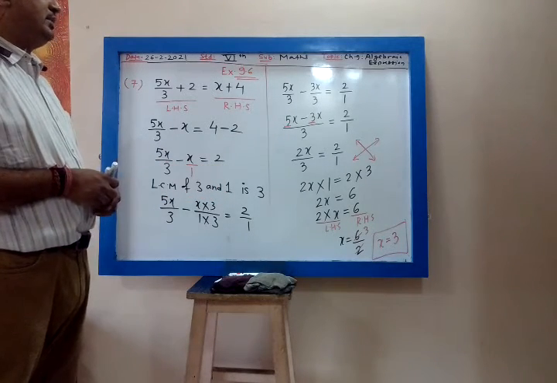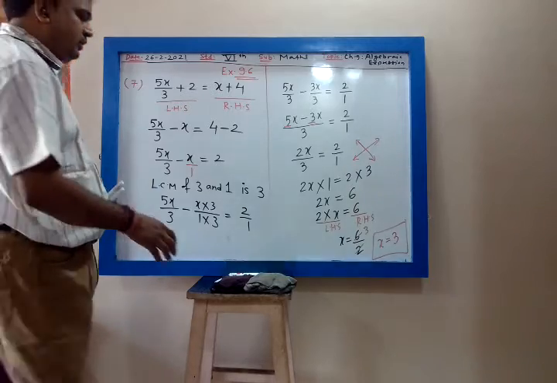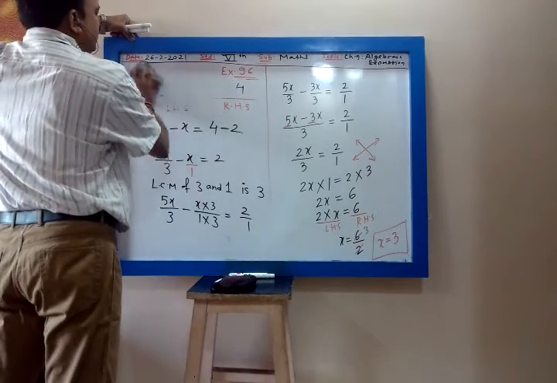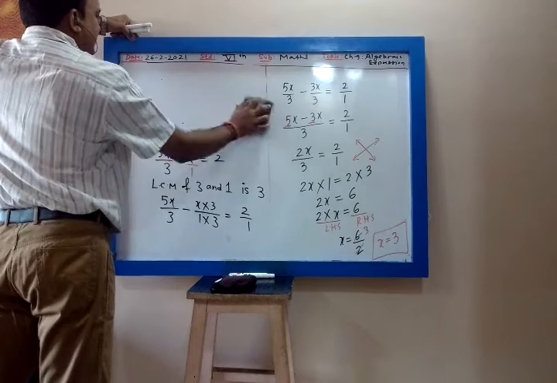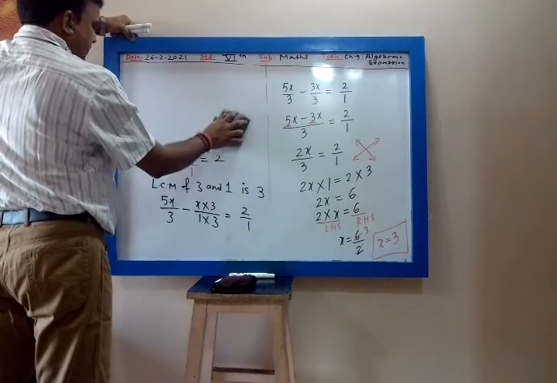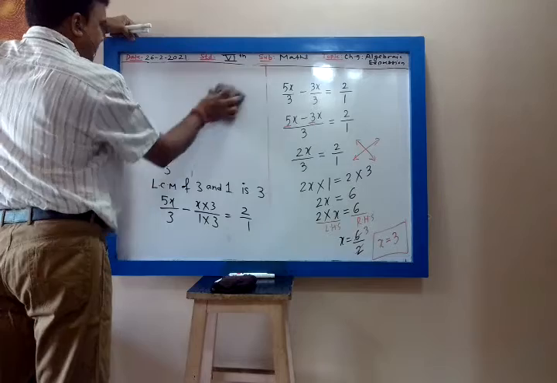2x into 1 is equal to 2 into 3. So 2x is equal to 6. x is equal to 6 upon 2. So x is equal to 3. Write it.